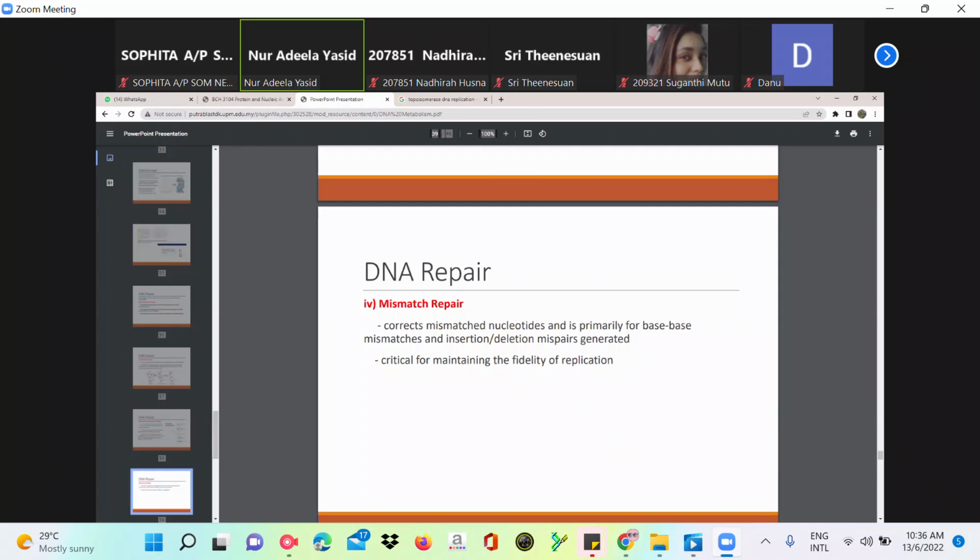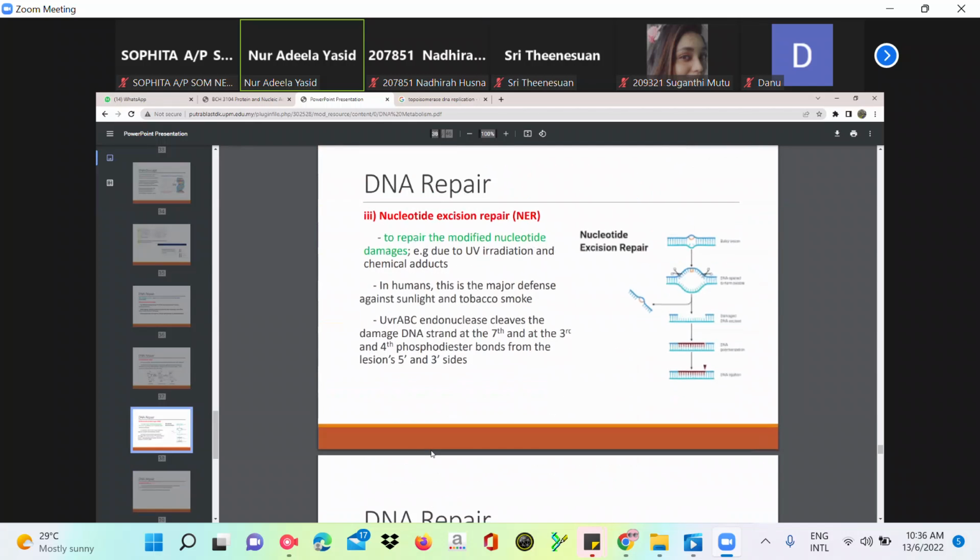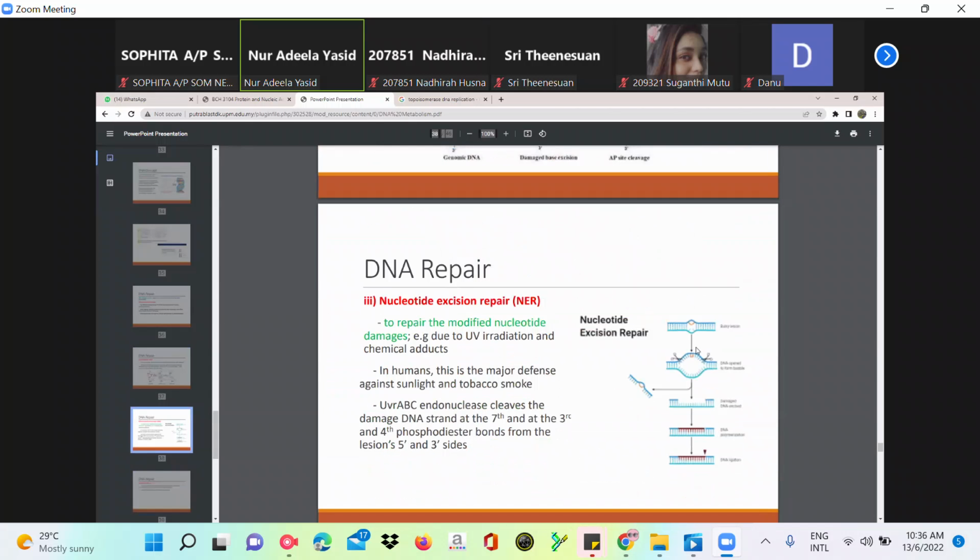One thing that you need to know is that many mutagens are carcinogens, so they can induce cancer. If you look at this, it removes one segment of the damage, then a segment. It removes and also replaces. So that's how nucleotide excision repair works.